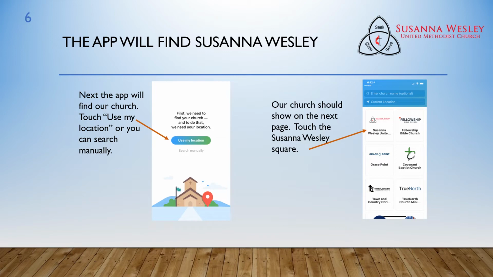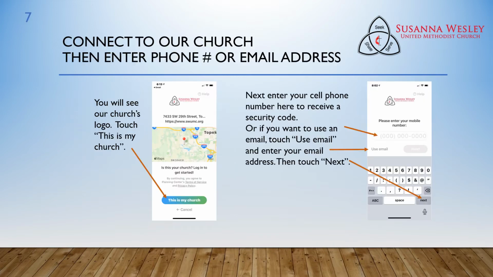Touch the Susanna Wesley square. You should see our church's logo at the top. Touch This Is My Church at the bottom. Next, enter your cell phone number here to receive a security code. Or if you want to use an email, touch Use Email and then enter your email address. Then touch Next.